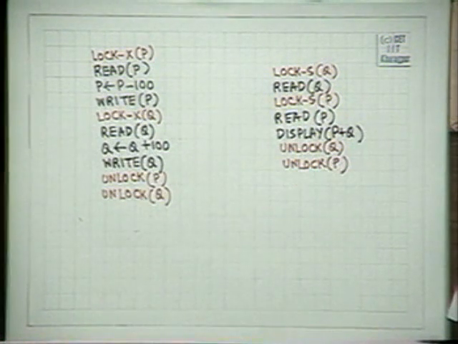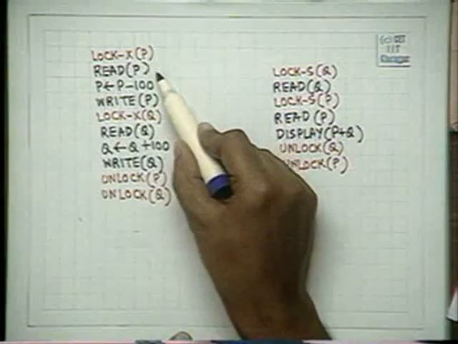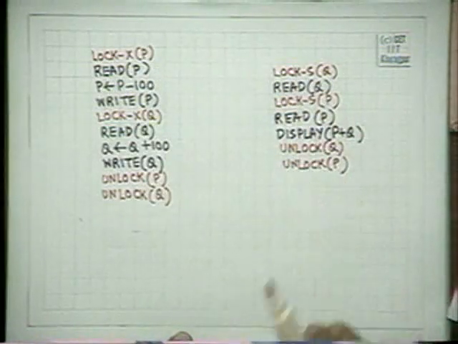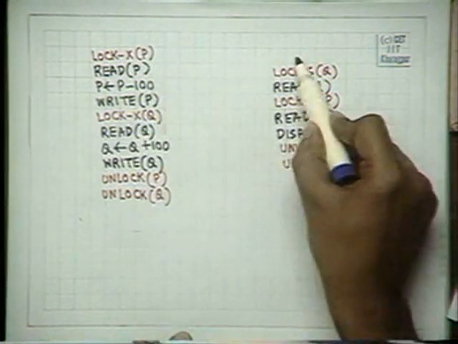Now, will this be conflict serializable? That is, will there be any schedule which is not conflict equivalent to a serial schedule? Is it possible to have a schedule which is not conflict equivalent to a serial schedule? Let us see. While this runs, this will not run fully, because if this has acquired a lock and gone in, this cannot run fully.